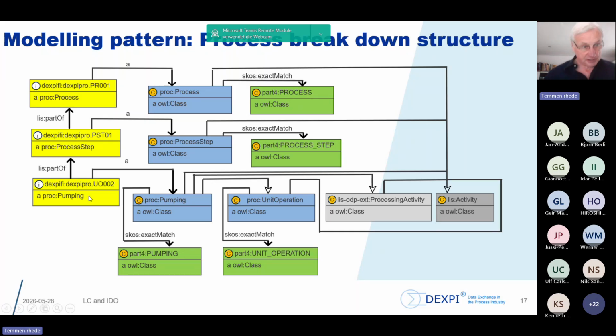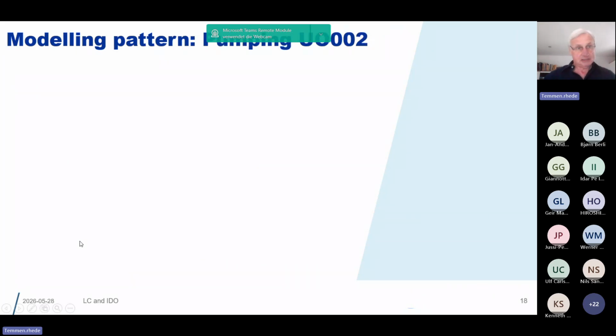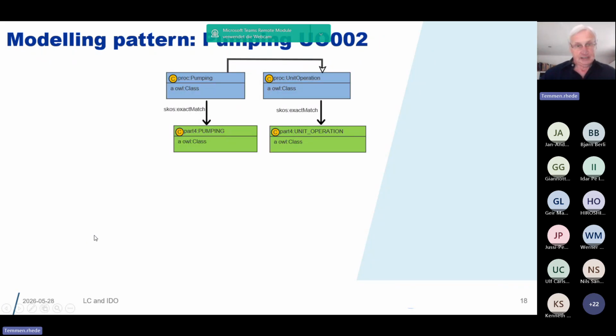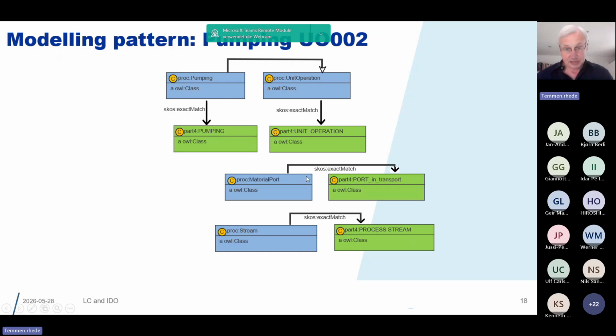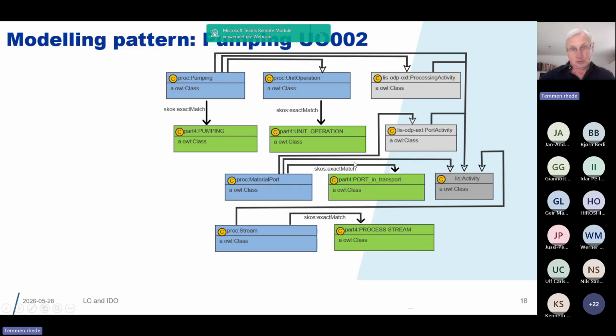We have one specific one: the pumping unit operation is part of the process step, and this one is modeled in that way, the special pumping unit operation. Again, we start with pumping, then we say, okay, we have the material port and the streams, we need them, and we have classified them all as LIS activities. And as I said, we need additional object properties, classifications for processing activity and port activity.